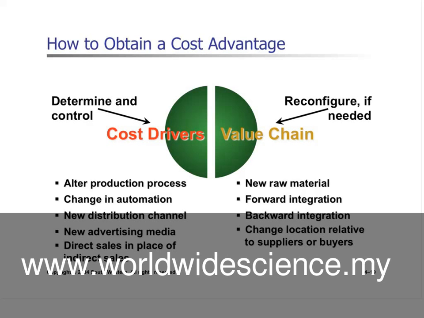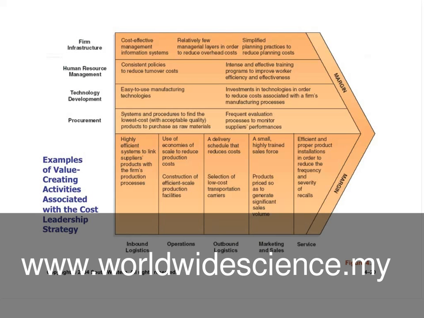Okay, so then again, we're talking about the firm infrastructure. So you'll see it in all different levels of the value chain. If you remember, you see the term here, the firm's infrastructure. One of the methods to do that is cost-effective management information systems. So our IT should be cost-effective, so we don't have to buy the information, or it wouldn't take us a lot of time to access that information and be able to use it properly at the right time, very easily, with easy access. Then relatively few managerial layers in order to reduce overhead costs.